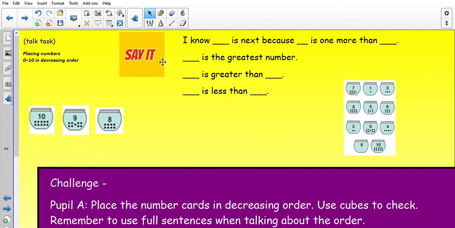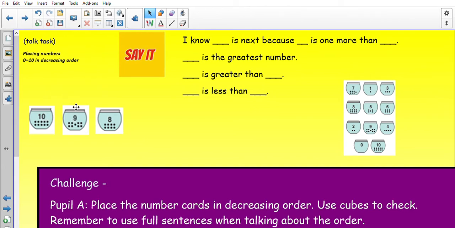So we could say, because we're going backwards, we're decreasing, I can say that I know when I put 10 down, I know that 9 is next, because 10 is 1 more than 9. 10 is the greatest number. 10 is greater than 9, and 9 is less than 10. So I knew that 9 had to come next.